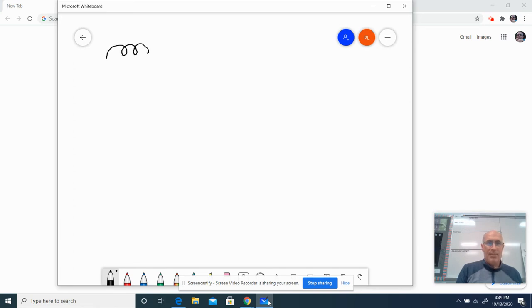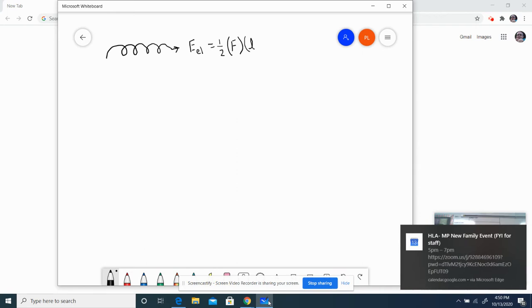This is a spring, it's being stretched out and it's being pulled off to the right. So I'm just going to draw an arrow on it so you can see it's being pulled off to the right, being stretched out. And you know that the elastic energy equals 1/2 times the force times the length on that spring. Okay.